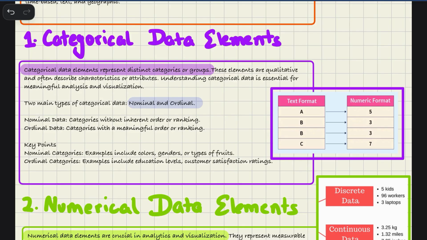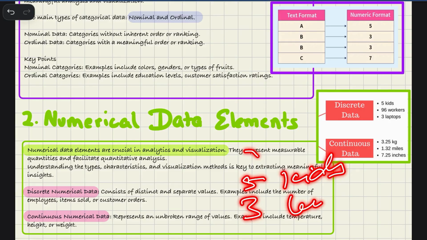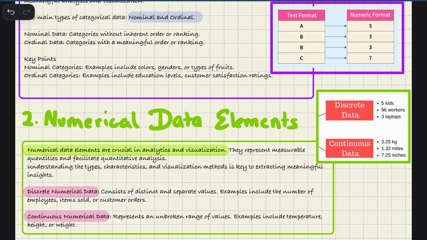All right, so let's move forward to the second type of data element, that is the numeric data element. If we talk about numeric data elements, we have two further types, discrete and continuous. Discrete data elements are countable values that cannot be broken into fractions. For example, we say 5 kids, 3 laptops, 96 workers. You cannot have 3.5 laptops. You cannot have 5.5 kids. You cannot break them into fractions, right?